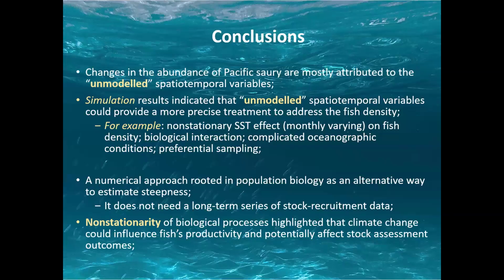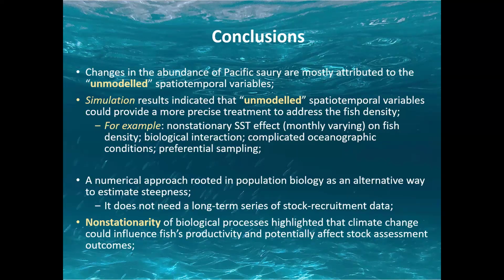Okay, so this is my final slide, the conclusion over the two topics. So the first one, we found the change in the abundance of the Pacific saury was mostly attributed to the unmodeled spatial temporal variable.